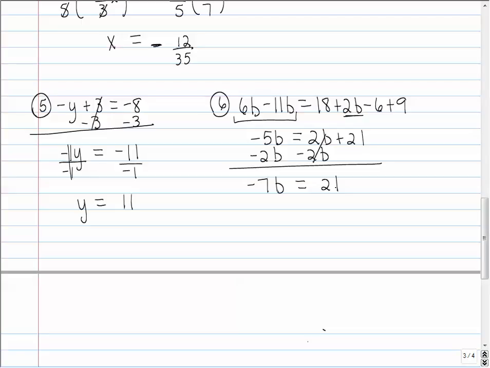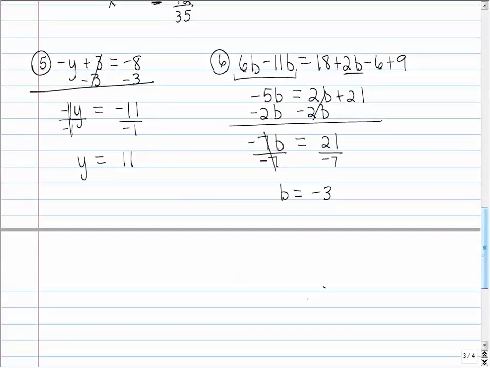Okay, and now we've learned how to get rid of that number in front of b, that negative 7 that's multiplied by it. To get rid of that, so that it's just a b there, you're going to divide each side by negative 7. So that's b is equal to negative 3. And you know, you could check it to make sure it's right by plugging negative 3 in for all your b's in the original problem, and make sure you get the same thing on each side.